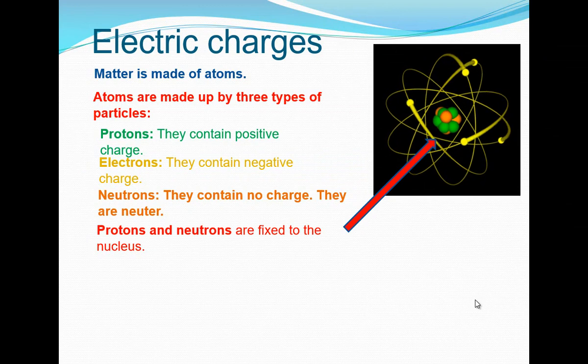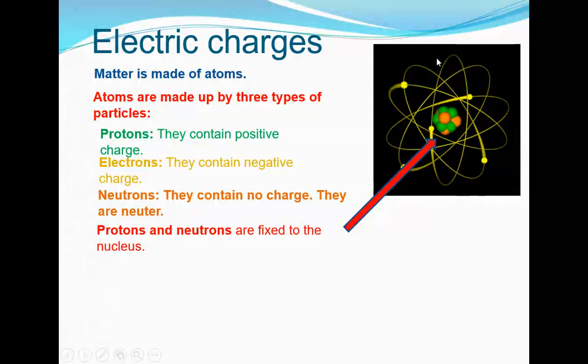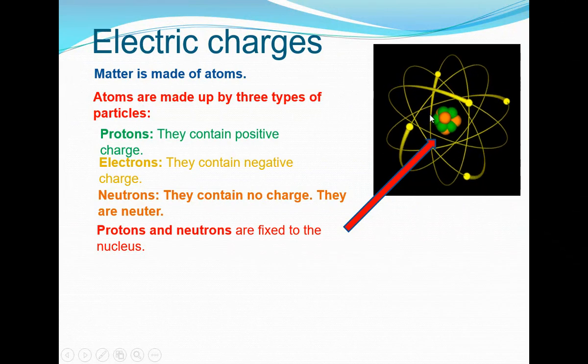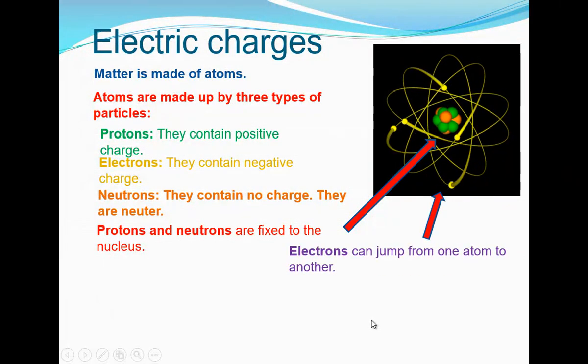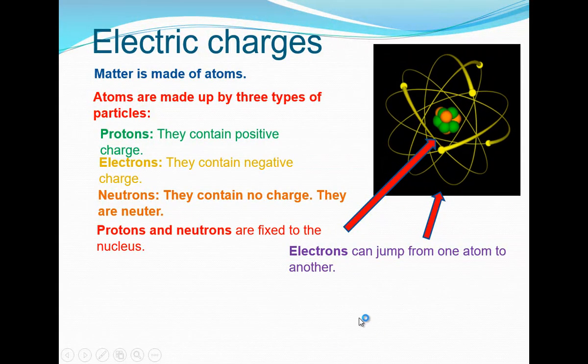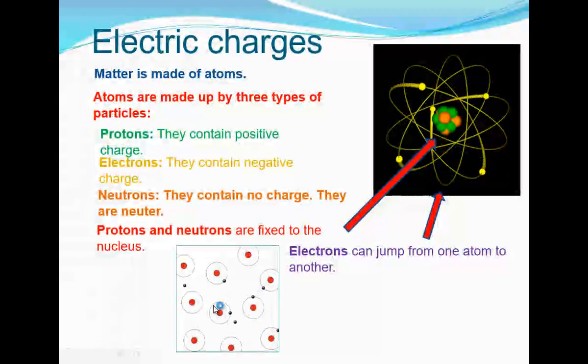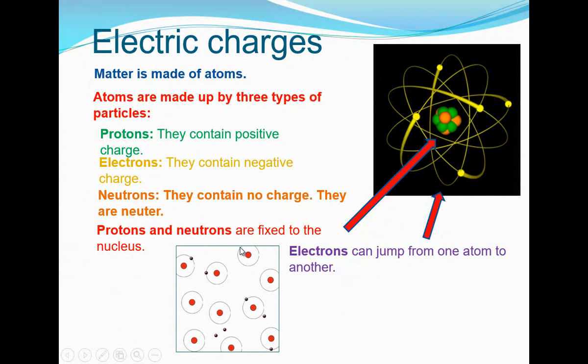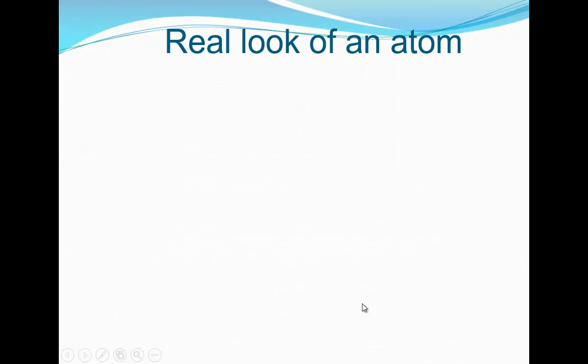Protons and neutrons are fixed to the nucleus. Here we can see protons and neutrons. And electrons are here, moving, and they can jump from one atom to another. As we can see here, electrons are moving, and sometimes they jump from one atom to another.